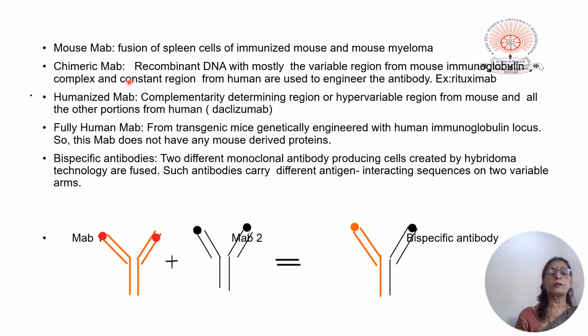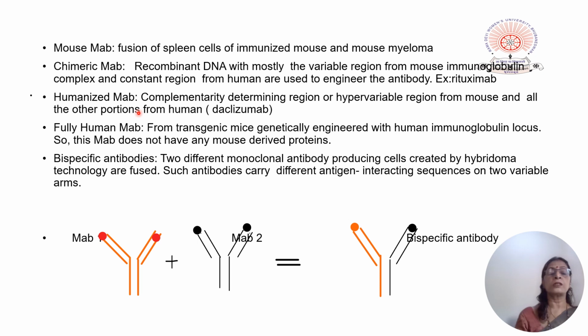Second type of monoclonal antibody is chimeric monoclonal antibody. It is produced by fusing the variable region from the mouse immunoglobulin gene and the constant region from the human, and this DNA, which is produced by fusing these two regions, gives rise to the monoclonal antibody after proper procedure. The third type of monoclonal antibody is humanized antibody.